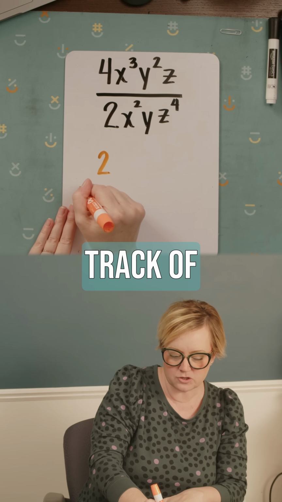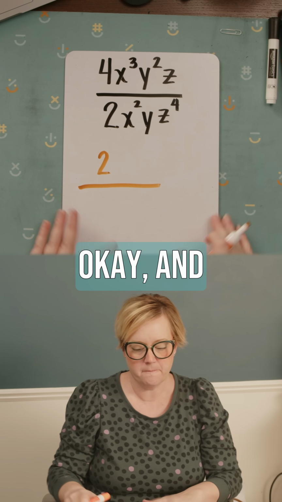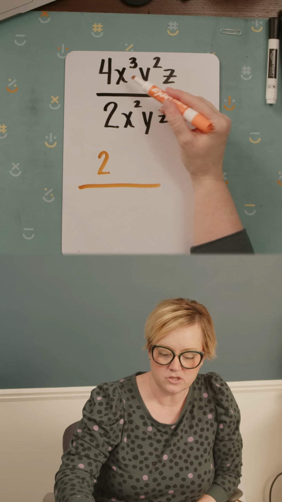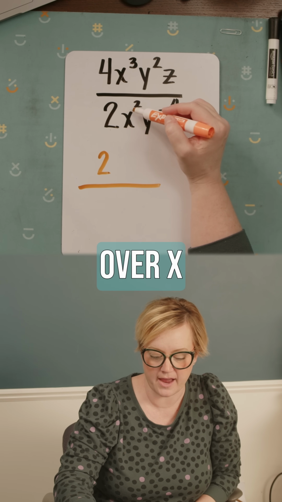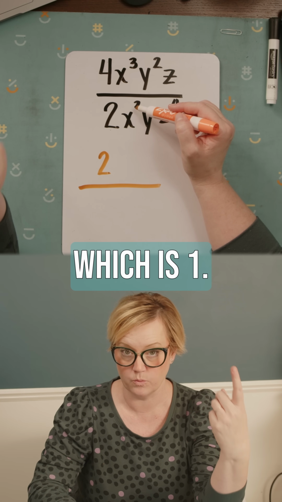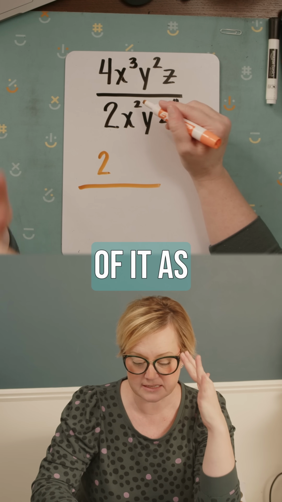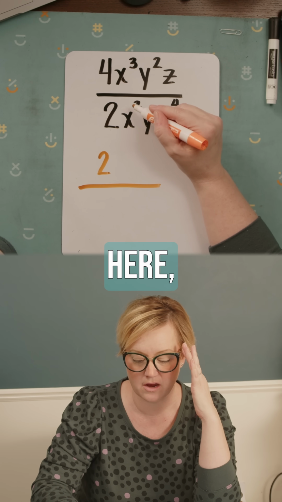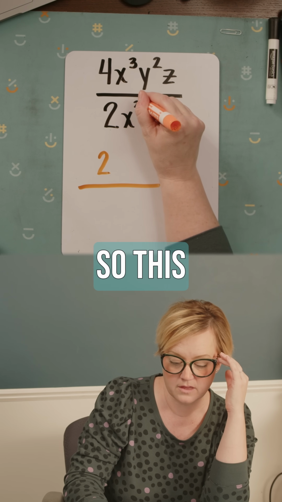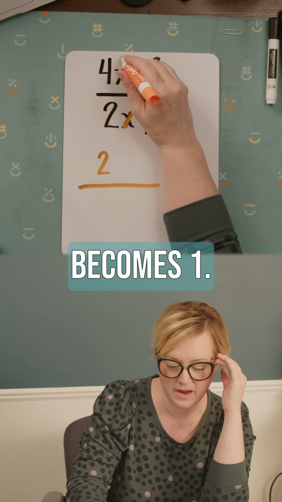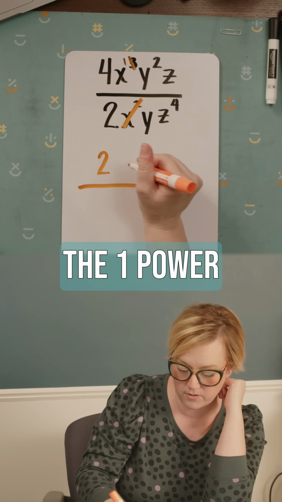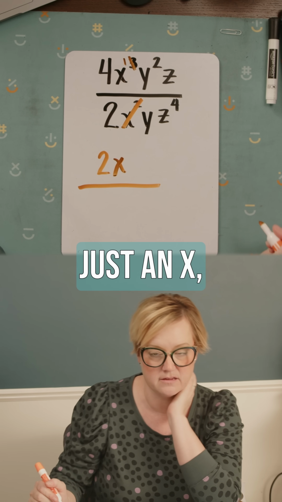Okay. So I'm going to keep track of what's on the top and the bottom. And we're going to look at these as fractions, right? So they're going to simplify down. So x cubed over x squared. If we think about our exponent rules, we would subtract 3 minus 2, which is 1. But we can also think of it as these two x's down here cancel out 2 of these x's up here. So this goes away, and that becomes 1. Anything to the 1 power is just itself. So this is just an x.